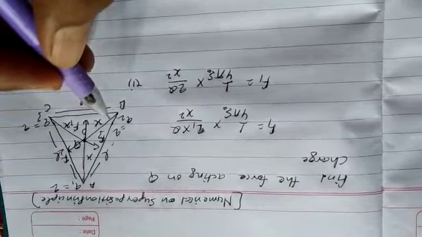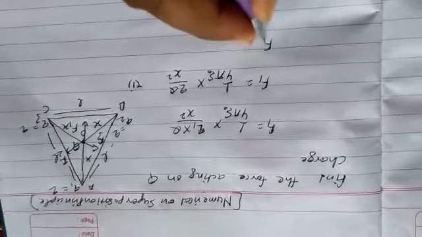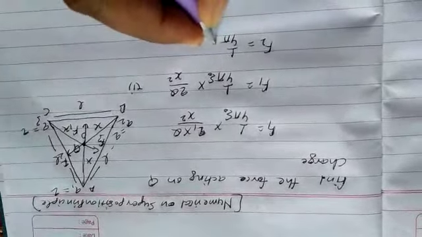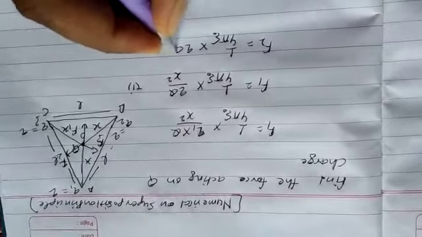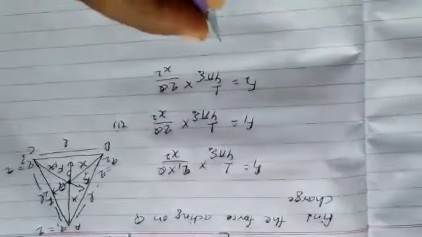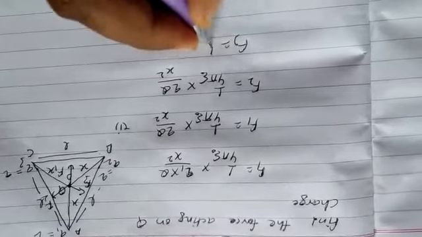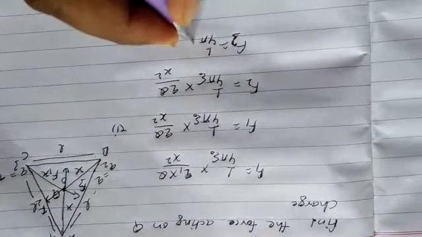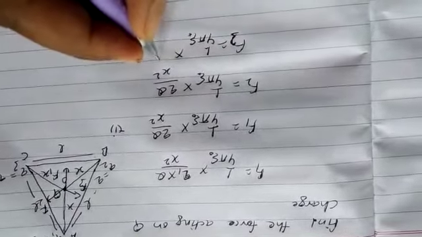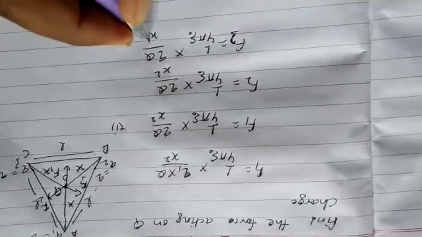Similarly, F2 and F3 are also the same. So F2 is equal to 1 upon 4 pi epsilon naught small q capital Q upon x square, and F3 is equal to 1 upon 4 pi epsilon naught into small q capital Q by x square.